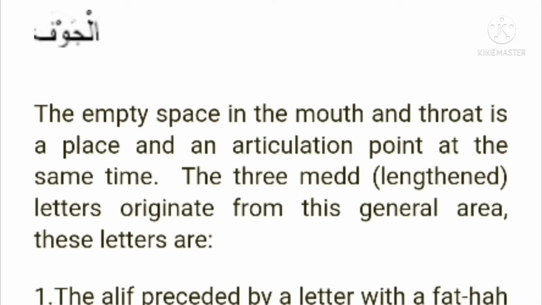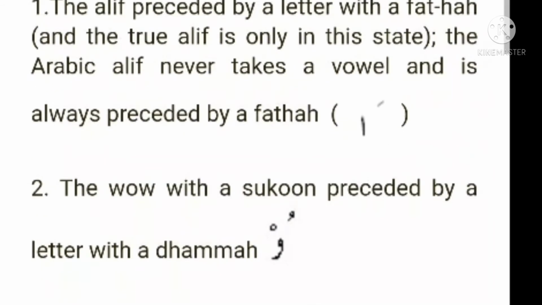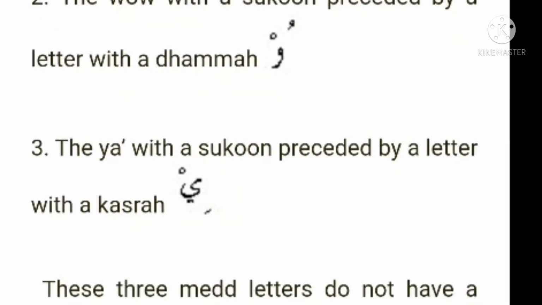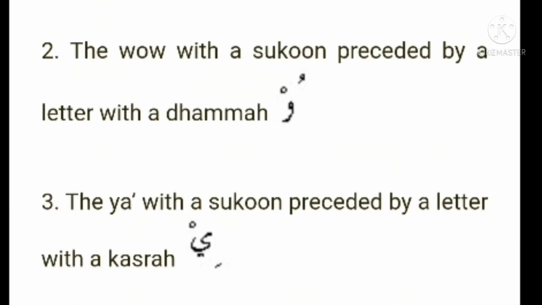The three mad or lengthened letters originate from this general area, and these letters are the alif preceded by a letter with a fatha, and the true alif is only in this state. The Arabic alif never takes a vowel and is always preceded by a fatha. The waw with a sukoon preceded by a letter with a dhamma, and the ya with a sukoon preceded by a letter with a kasra.